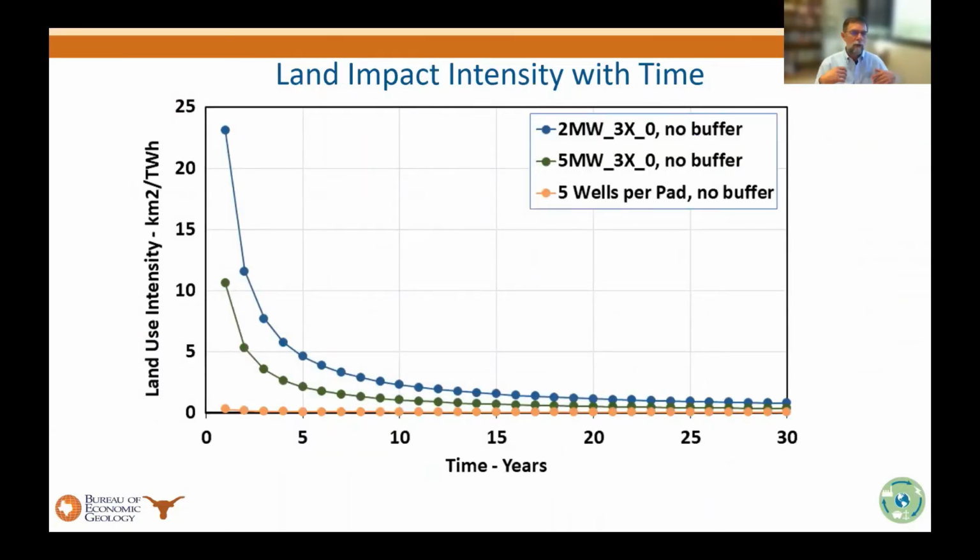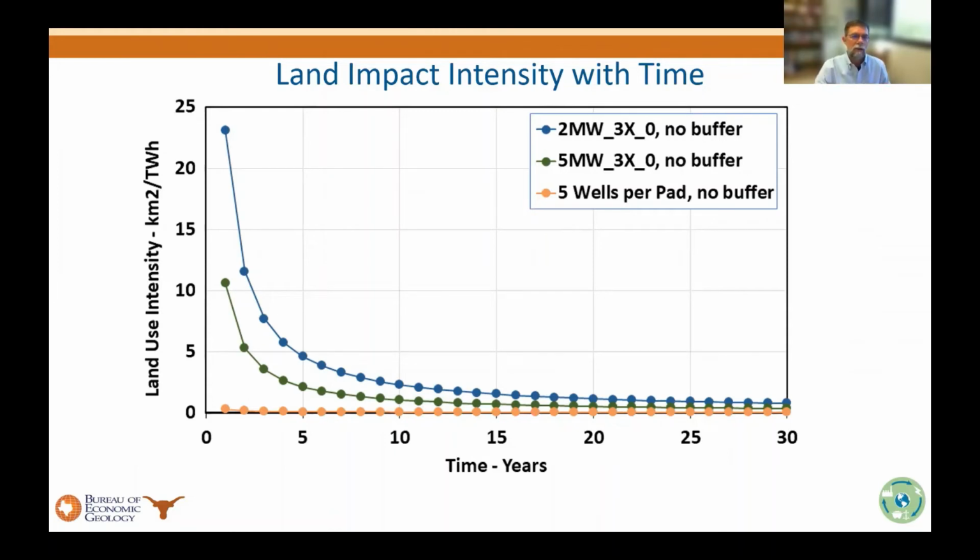So in other words, in year 1, when we start generating electricity, we have the turbines that are installed. It's taking up a certain amount of land area. Here we have 2 megawatt turbines with 3 times the diameter. And you can see that it's requiring quite a lot of land because we're taking up the land without yet having generated the electricity.